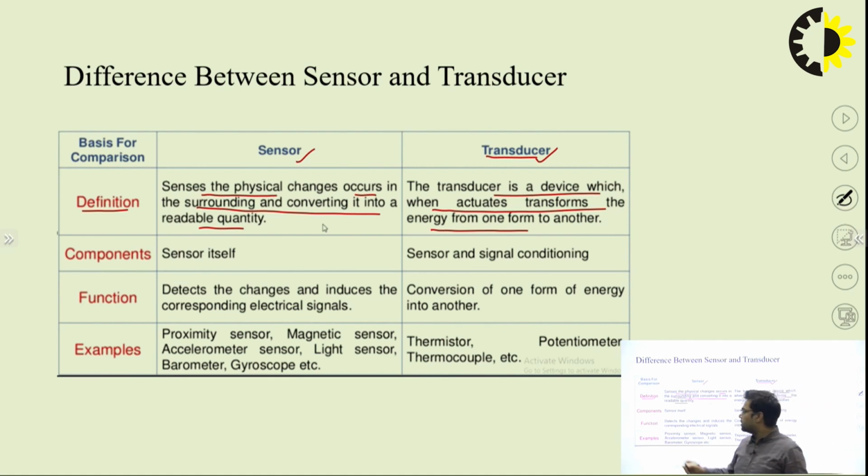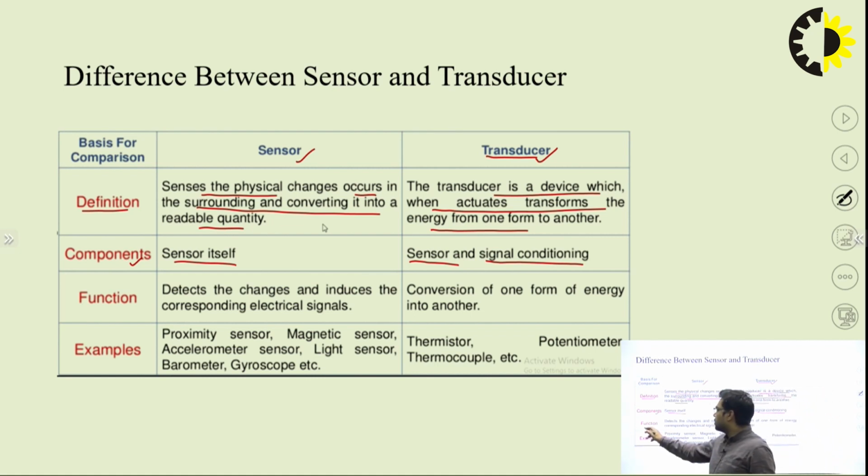What components are used in sensors and transducers? A sensor itself is the major component, but in the case of a transducer we use sensors to sense the physical quantity, and we use signal conditioning blocks to convert to any other form of energy, like electrical to mechanical, mechanical to electrical, or vice versa.